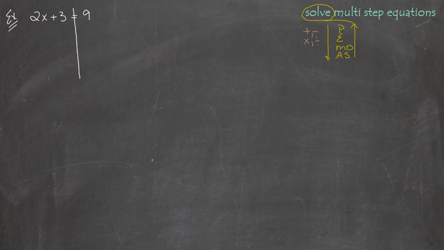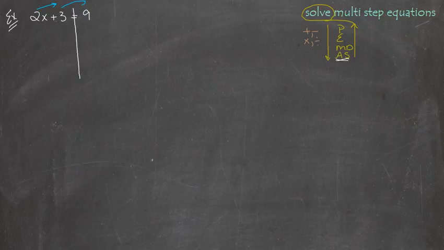That means I need to move 3 from the left-hand side to the right-hand side, and I need to move 2 from the left-hand side to the right-hand side. But the question is, which one to move first? Well, remember, PEMDAS backwards says to move by addition and subtraction first. So which number, 2 or 3, is connected to the variable by addition or subtraction? Obviously, it's 3. 2 is multiplied to x. 3 is added to where the x is. So that's the one we want to move.